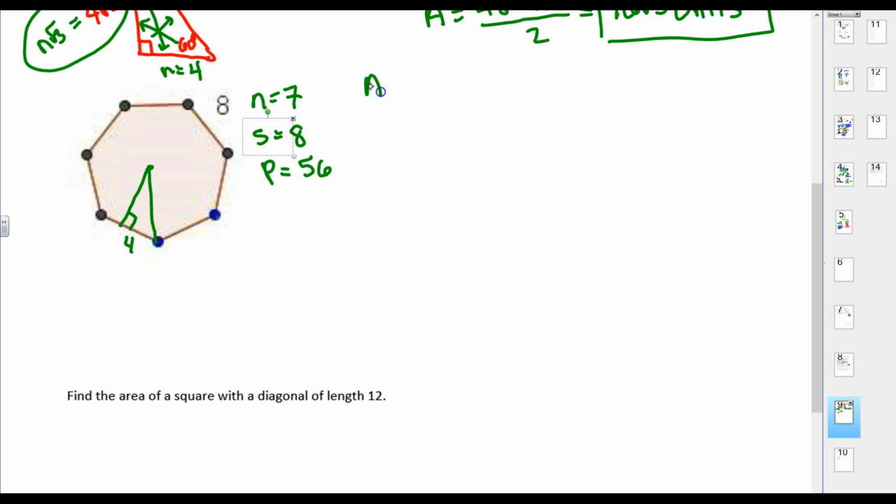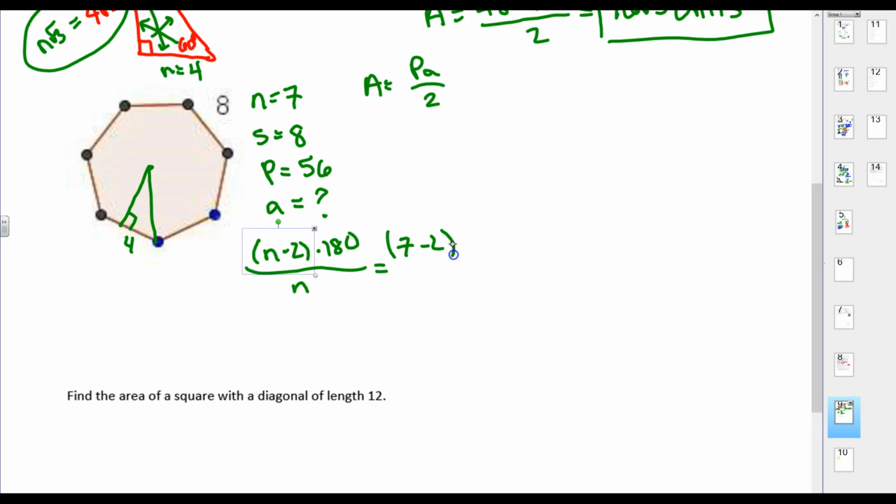What I'm missing for area equals PA over 2 is my apothem. That's what I have to find. Well, in order to find my apothem, I'm going to need to do some trig, which means I need an angle measurement. So I'm going to do n minus 2 times 180 over n, which is 7 minus 2 times 180 divided by 7, or 5 times 180 divided by 7.